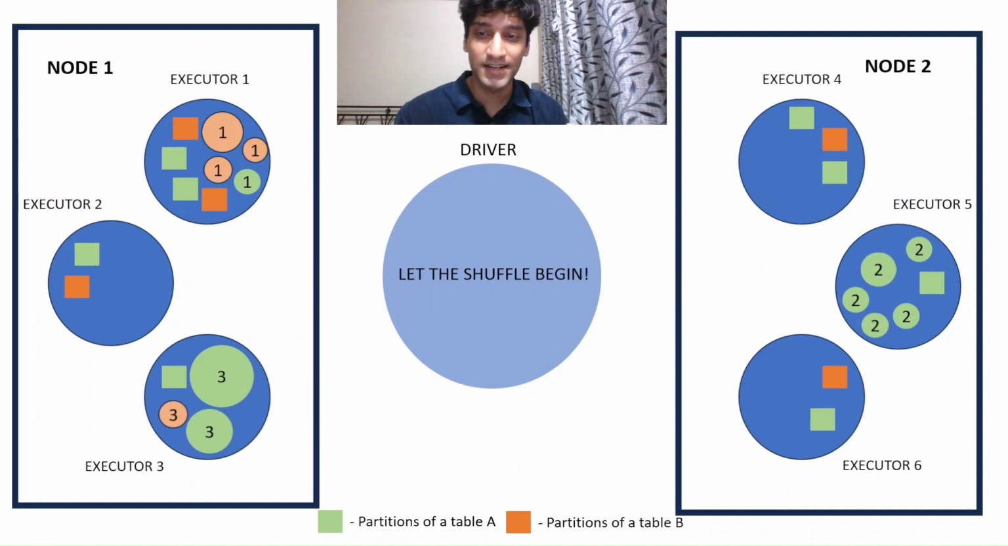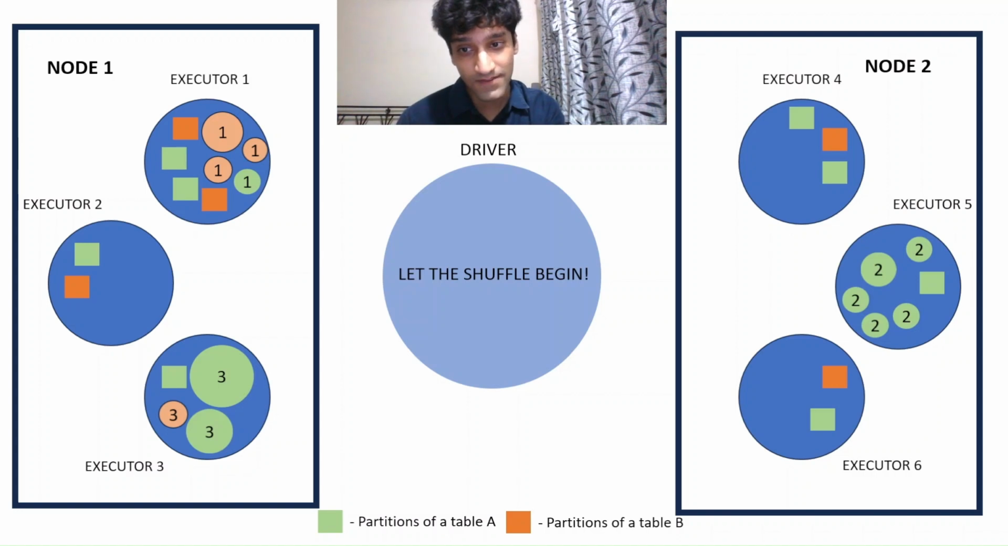All the data having the value 1 goes to executor 1. All the data having 2 goes to executor 5. And for 3, it goes to executor 3. Now, bad luck: executor 5 is only having the value of 2 and we don't have any data for table B. We are doing an inner join, so it won't give any benefit out of that.